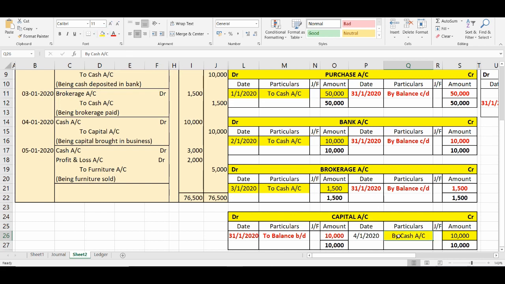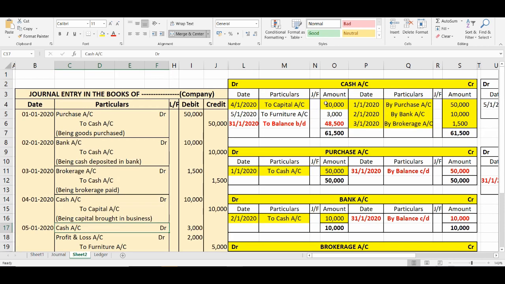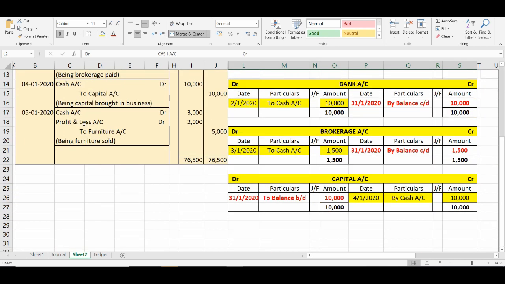So this is how we passed entry in the capital account. Now coming to the last entry, that is furniture sold. So with sales of furniture, the entry passed will be cash account debit 3,000, profit and loss account 2,000, and furniture account 5,000. So over here only the cash account ledger is what we already have, but for profit and loss account and furniture account we will have to prepare a ledger.